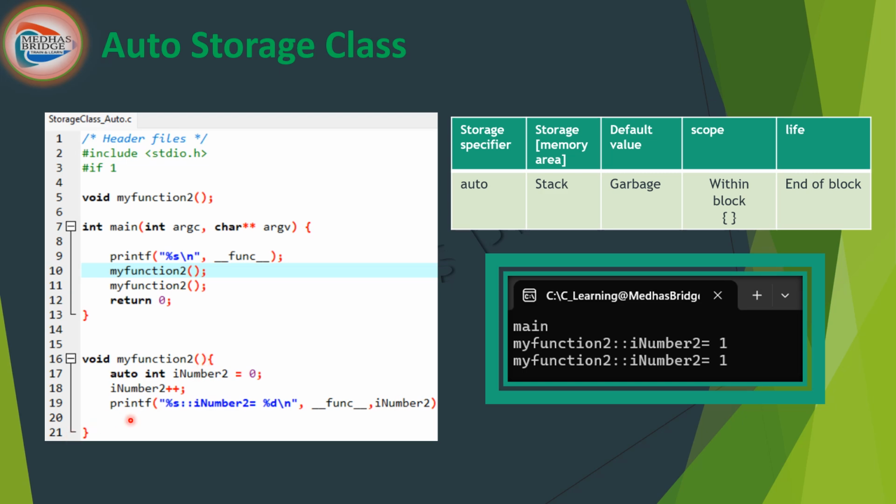Within the block only you can see the visibility. The life is going to die after you exit from the end of the block. That's an idea. The life is also limited to the block. So what I'm trying to tell you is that auto and local are both the same. If you don't see the keyword auto in your definition, it means that by default it is treated as an auto variable.